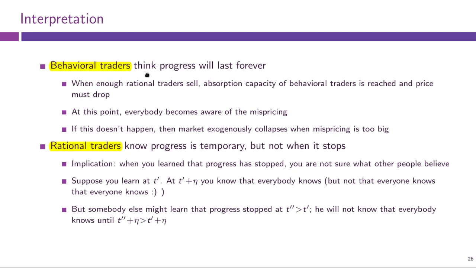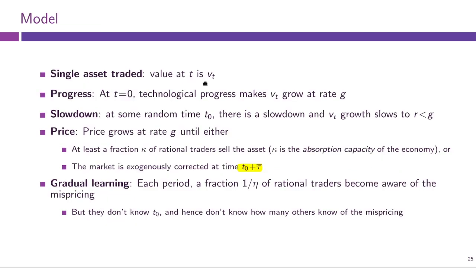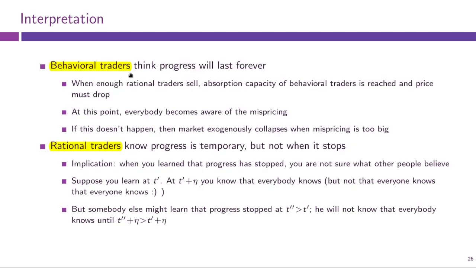This may sound like a familiar story. A lot of people thought that Bitcoin would grow forever, or for the very long foreseeable future. So the idea is these behavioral traders value the asset under the assumption that VT grows at rate G and will continue to do so. Meaning they, behavioral traders, overvalue the asset.